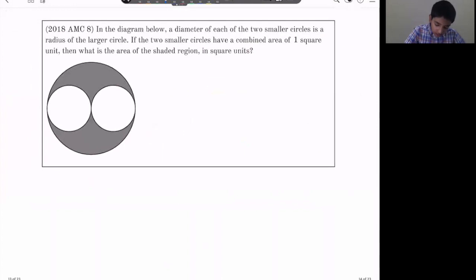In the diagram below, the diameter of each of the 2 smaller circles is the radius of the larger circle. If the 2 smaller circles have a combined area of 1, what is the area of the shaded region? Okay, so let's draw markers in our diagram. So you might be tempted to find the radius of the circle, given that each of these white circles has an area of 0.5, since they're equal essentially.